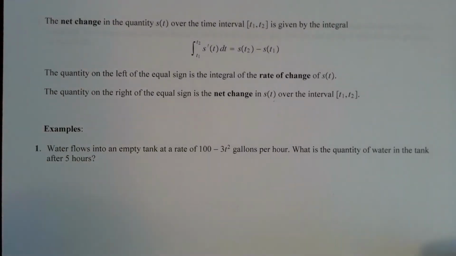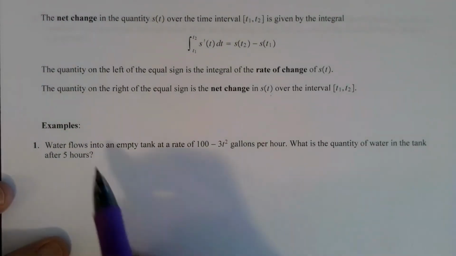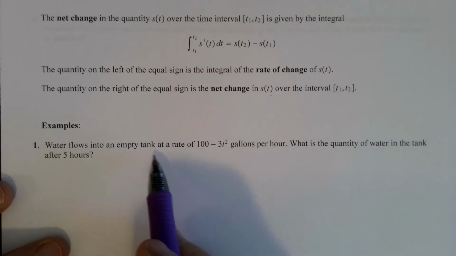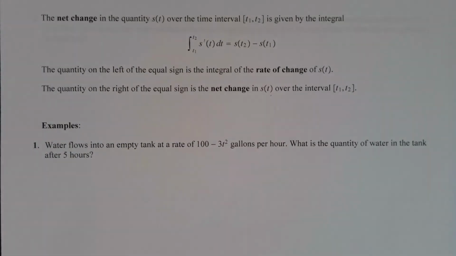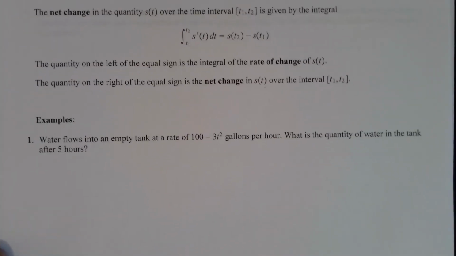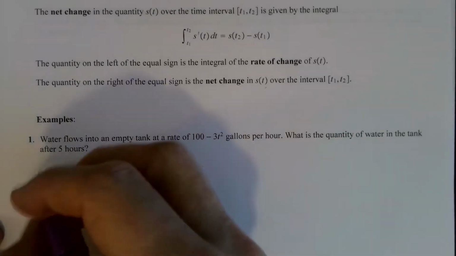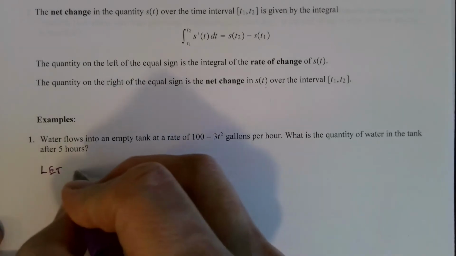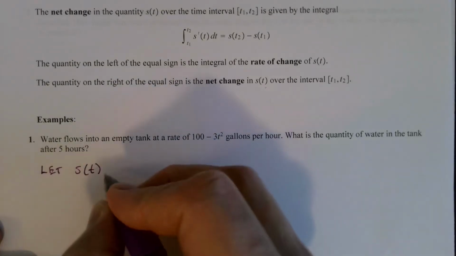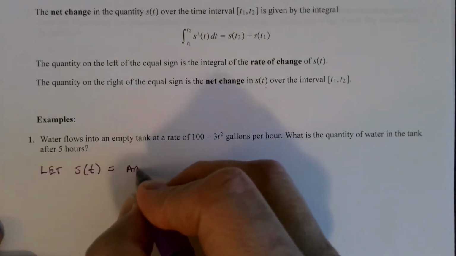So let's look at some examples now. We'll look at a variable flow rate, right? Water flows into an empty tank at a rate of 100 minus 3t squared gallons per hour. What is the quantity of water in the tank after 5 hours? So let's let our s of t function, in this case, be the amount of water.